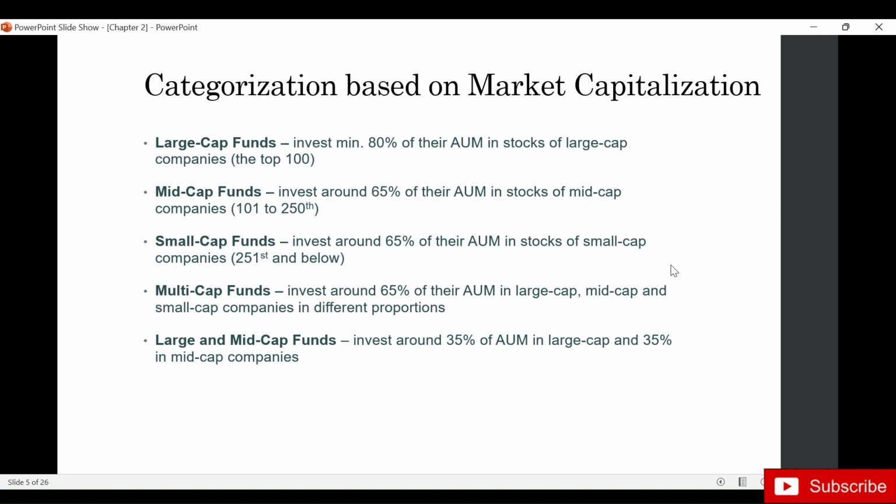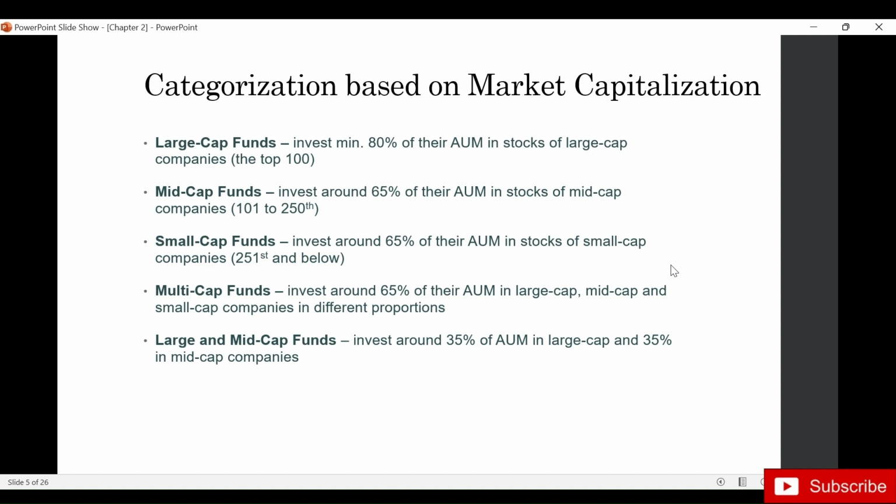In large cap funds, the fund manager has to invest minimum 80% of their AUM in large cap companies. So, what is AUM? AUM is the asset under management. And what are large cap companies? The top 100 companies basis the market capitalization are called the large cap companies.